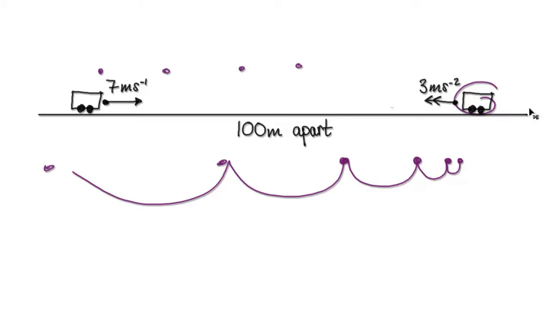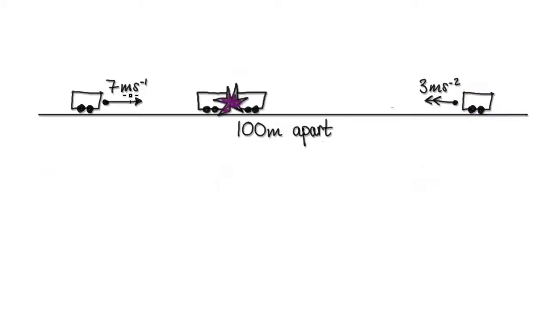Eventually the two cars will crash. They will crash somewhere in between. Your job is to work out this distance at which they crash. Work out x, where they will crash. So press pause and have a go.